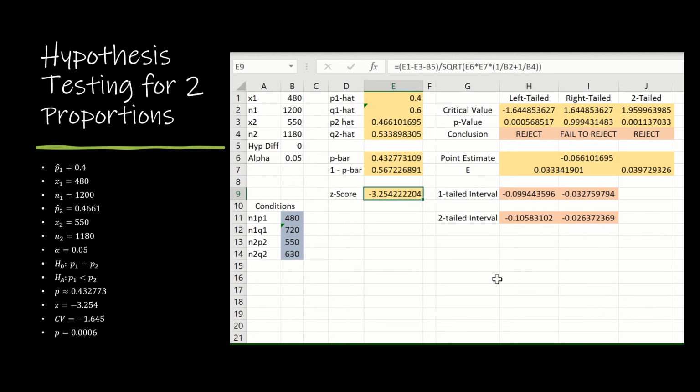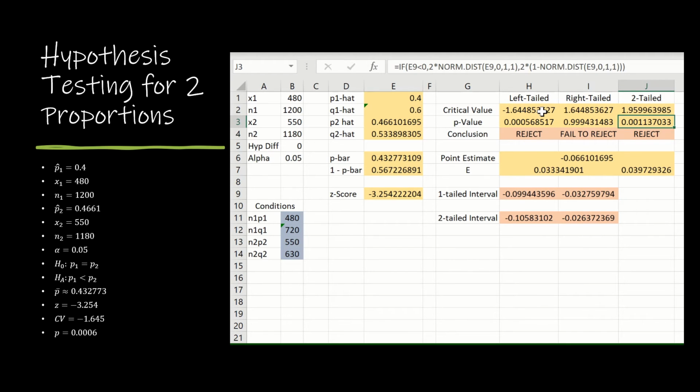Now let's talk about everything else. This is a normal model, and so we're using a critical value for left-tailed, same as always, norm S inverse of alpha. For right-tailed, norm S inverse of 1 minus alpha, and for two-tailed, norm S inverse of 1 minus alpha over 2. For a left p-value, it's norm S dist of the z-score. For a right-tailed, it's 1 minus norm S dist of the z-score.